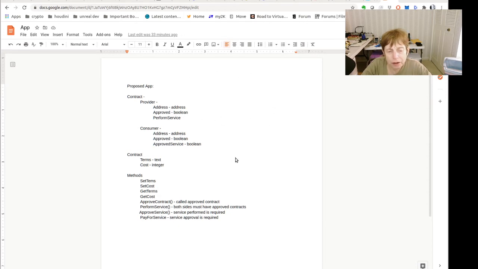So this is a very basic thing, but what are we going to get out of this? Well, first of all, with the cost and having to pay for service, this is going to be an important method because this is going to demonstrate how you transfer tokens. The provider and the consumer is basically going to sit in the blockchain for that contract.